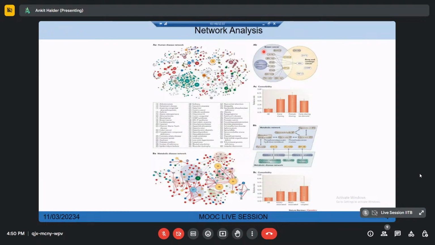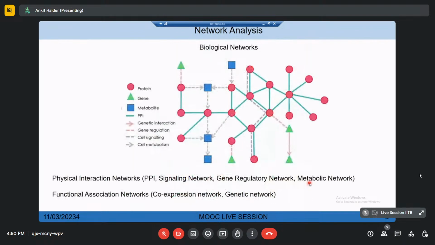For example, this was an example of breast cancer with the different genes, and how it is also in bone and cartilage cancer. You can see that there are certain common genes which make an effect, as well as the metabolic network. This is what a typical biological network looks like at a metabolic scale.